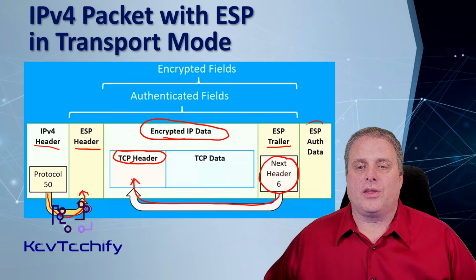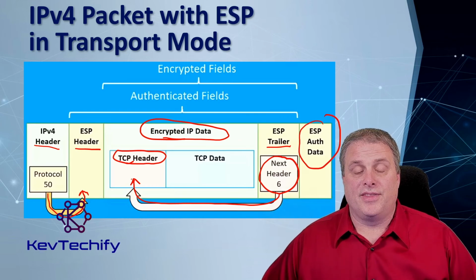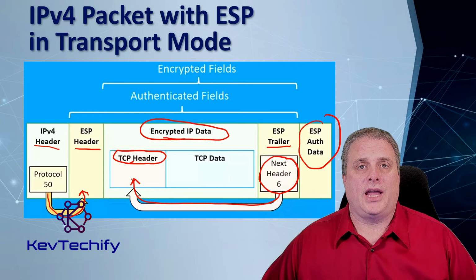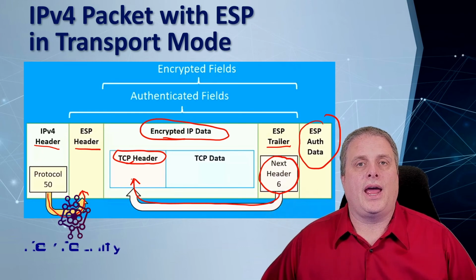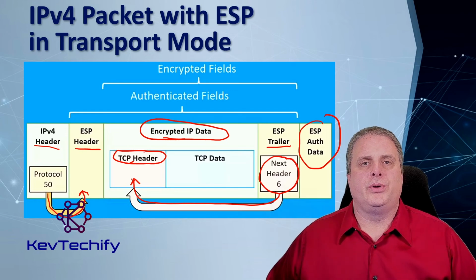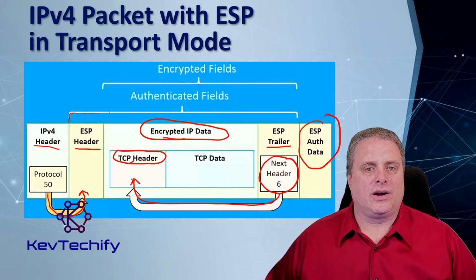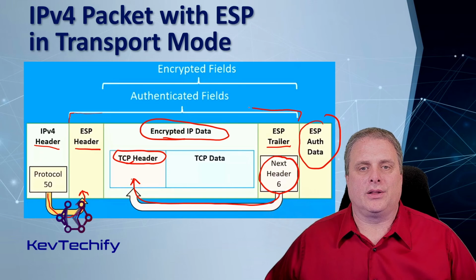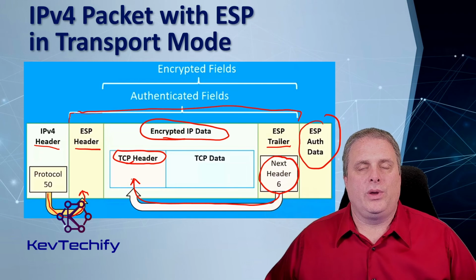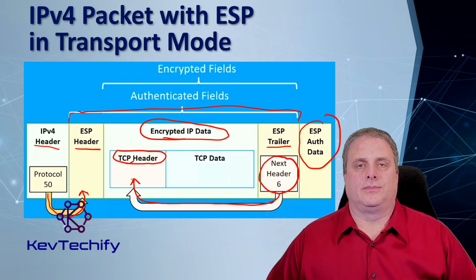Here is the ESP authentication data. If this option is used with ESP, we're also going to have authentication, meaning we're going to have an integrity check. What we're going to do is hash all the way from the ESP header to the ESP trailer. We're going to hash all of these fields so that we can verify the integrity of our data. Make sure it hasn't changed.